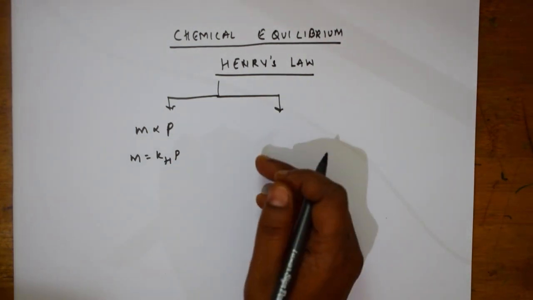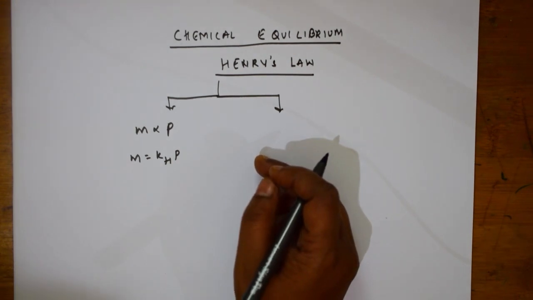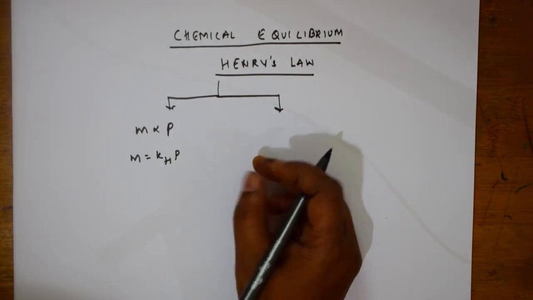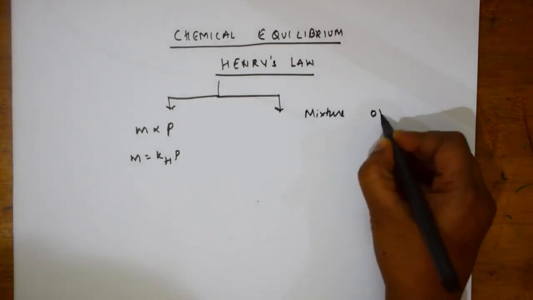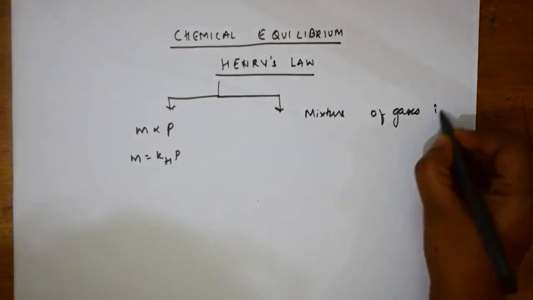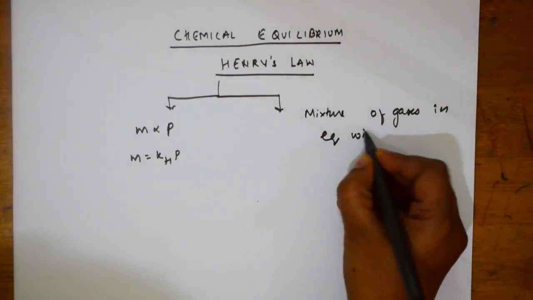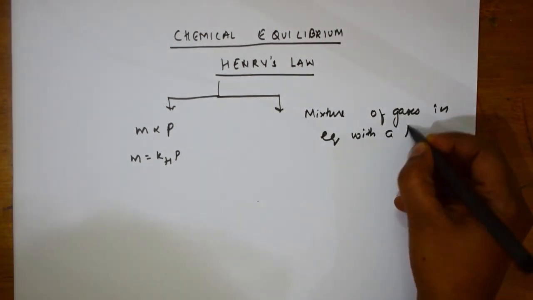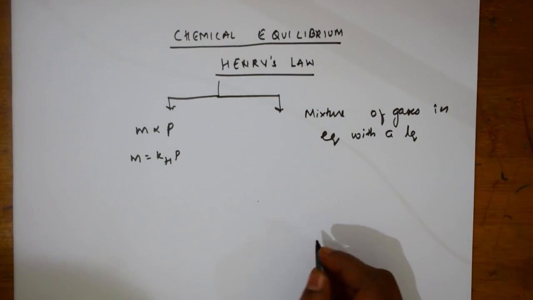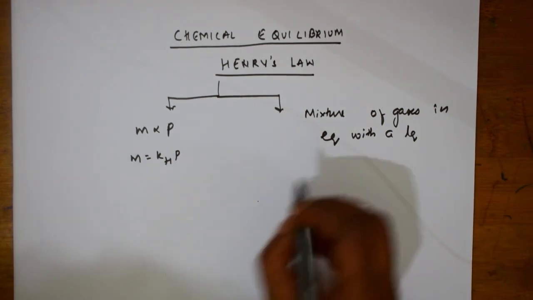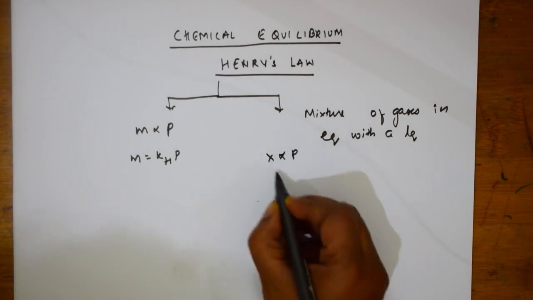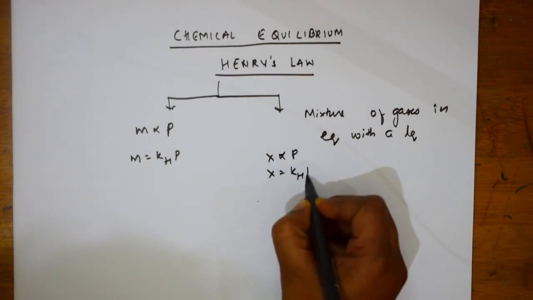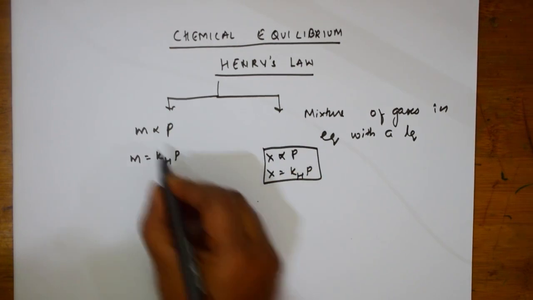Done. Now the second formula which you should remember is, suppose you have a mixture of gases in equilibrium with liquid, you have equilibrium between gases and liquid, then you will speak in terms of mole fraction. Then x is directly proportional to P, x is equal to kHp. This is the formula. So here this is different.